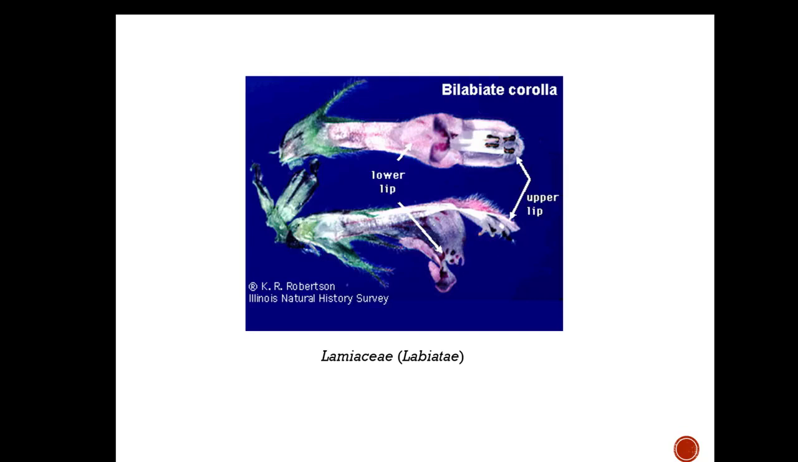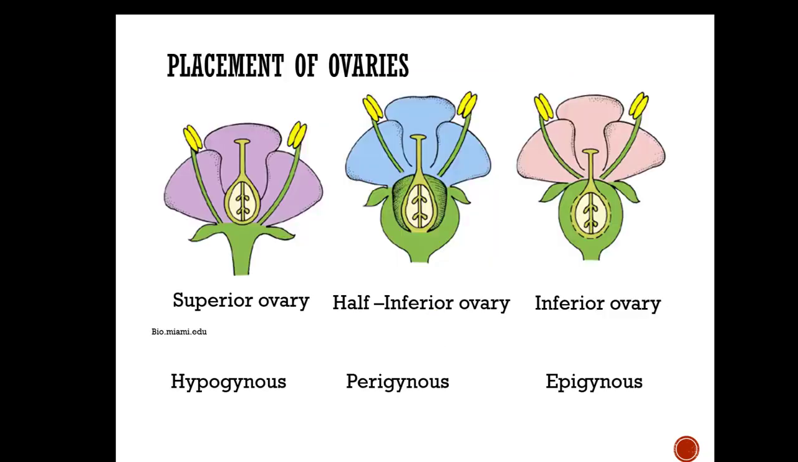So here we have the Lamiaceae. These are bilaterally symmetric. You could not slice it in every direction and get the same identical reflection. Okay, the other way that flowers are described are hypogynous, perigynous, or epigynous.